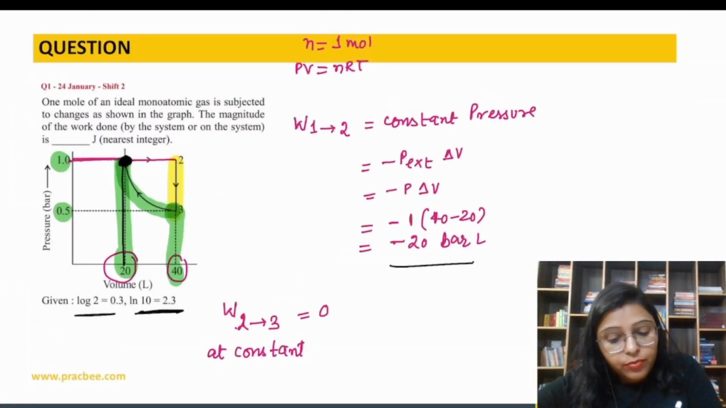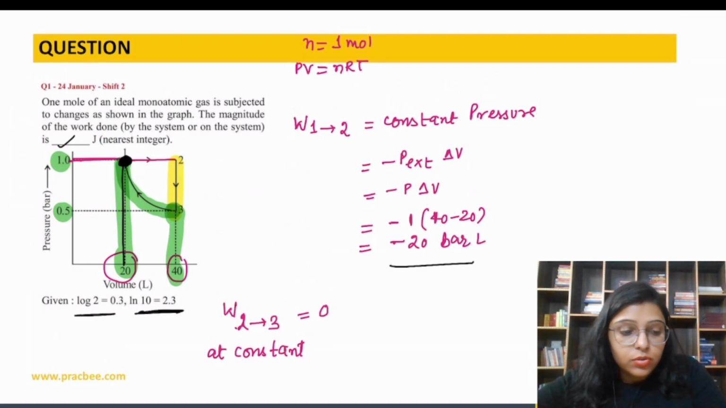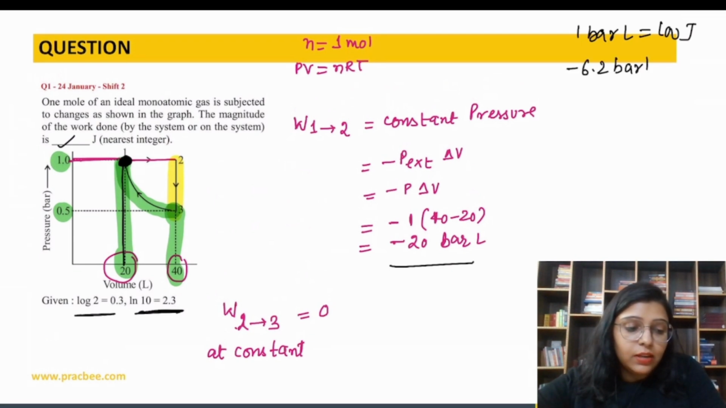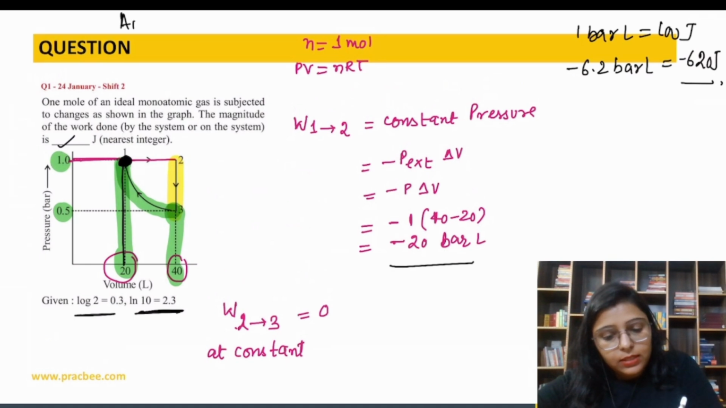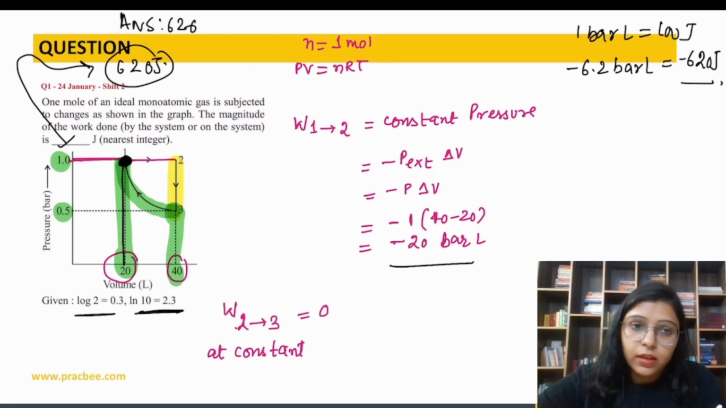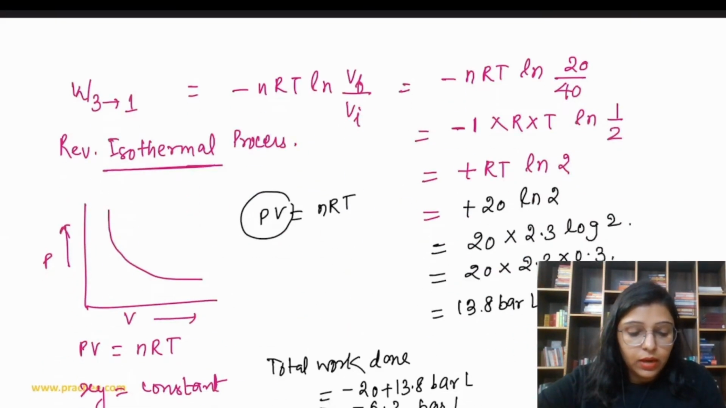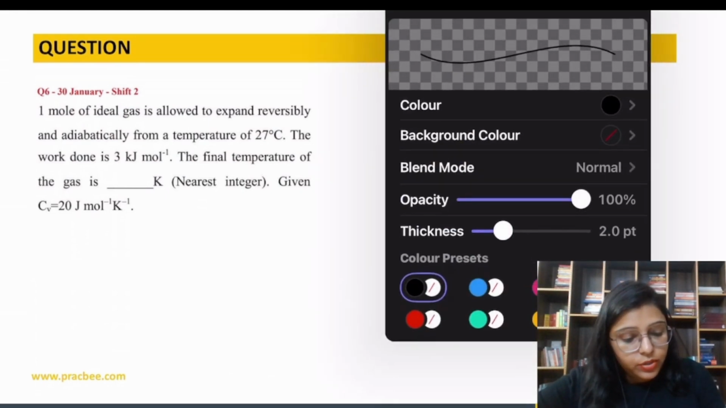Now we have to find out work done in joule. So 1 bar liter is equal to 100 joule. So if we have minus 6.2 bar liter, that is equal to minus 620 joule. So the answer is 620. Okay, fine. Now let's do the next type of question.